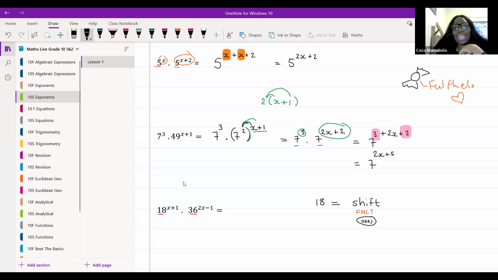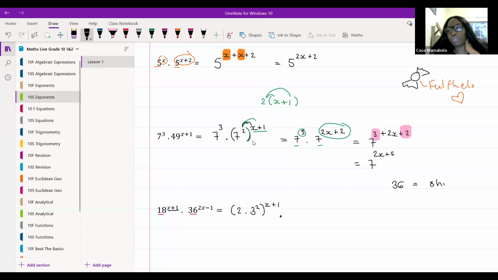Okay, so we're going to take 18 and write it like our calculator tells us. It says 2 times 3 squared, all to the power of x plus 1, because 18 was already x plus 1, times, now for 36, we're going to do the exact same thing. We're going to go 36 equals shift fact. And it's going to give us 2 squared times 3 squared, all to the power of 2x minus 1.